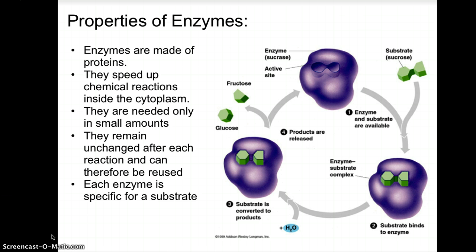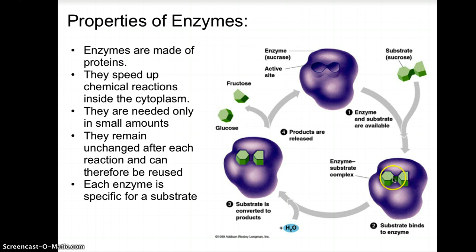So if you look there, here we have the cycle of enzymes. We have one, the enzyme and substrate are available. Then the enzyme here, we have our enzyme called sucrase, and then we have the active site. And if you look at the substrate right here, that's sucrose. Sucrose is going to come in. Here you have the enzyme substrate complex right there. And if you look, it fits in perfectly. So that substrate fits into that active site perfectly.